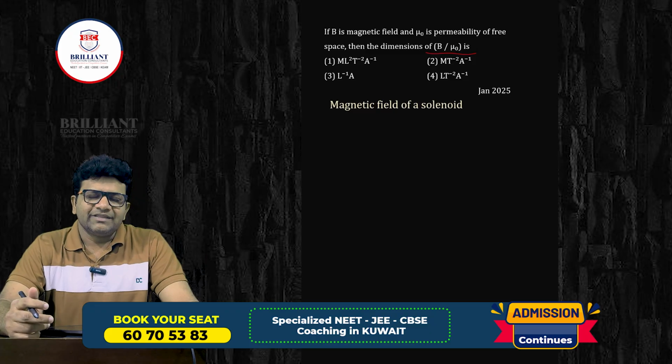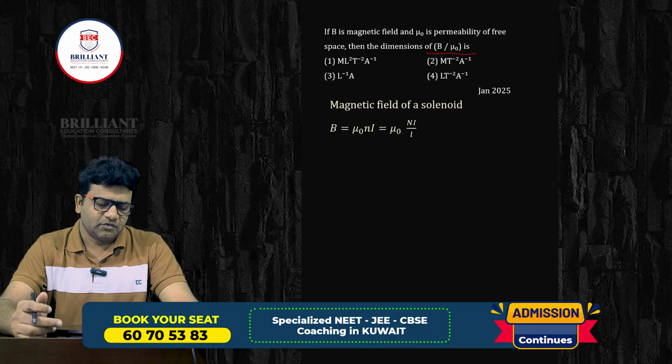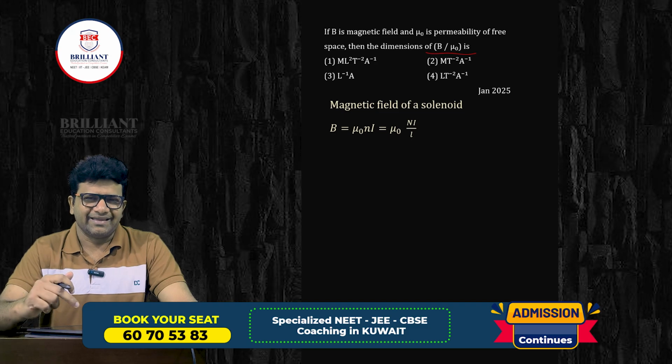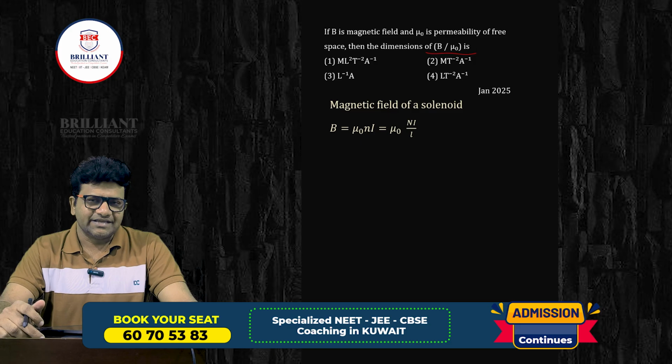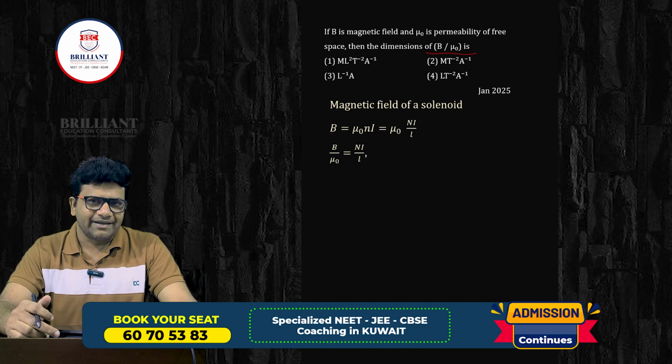So, we know that the magnetic field of a solenoid is B equal to mu 0 N I by L. This we are doing through a shortcut equation. Here N is the total number of turns, I is the current, L is the total length. By rearranging the equation we get B by mu 0 equal to N I by L.